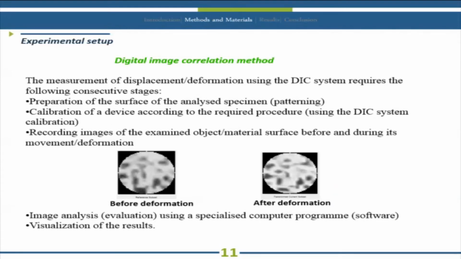Digital image correlation method. The measurement of displacement and deformation using the DIC system requires the following consecutive stages: preparation of the surface of the analyzed specimen, patterning, calibration of the device according to the required procedure using the DIC system, recording images of the examined material surface before and during its deformation, image analysis and evaluation using specialized computer software, and visualization of the results. Now we will present the results.